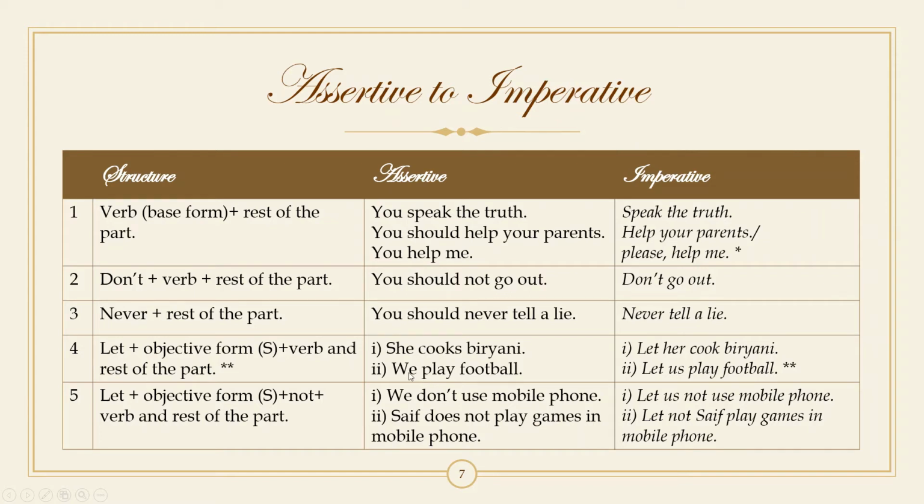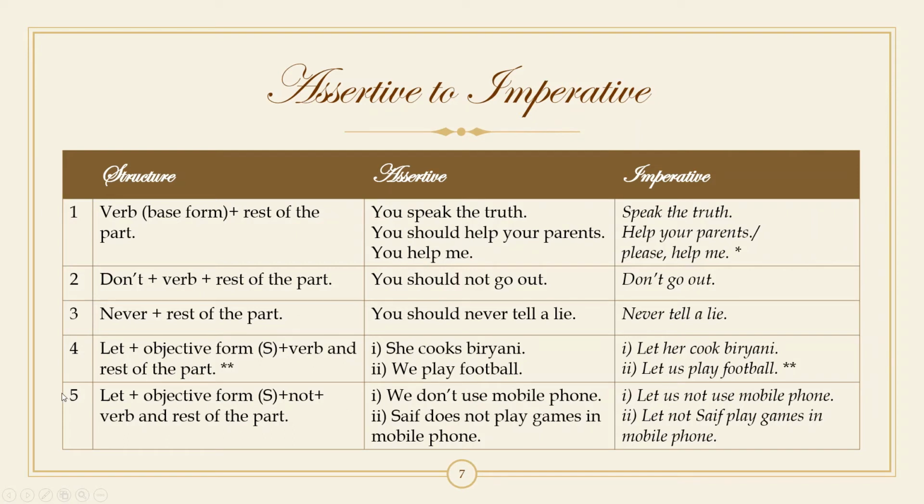In the second sentence, we play football. The imperative form is let us play football. So us is the objective form of we. That's why you use us. And the structure is the same: let plus objective form of the subject and base form of verb and rest of the part. So we play football, let us play football.